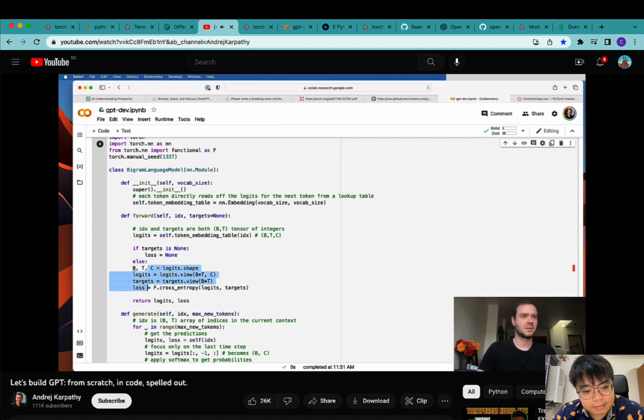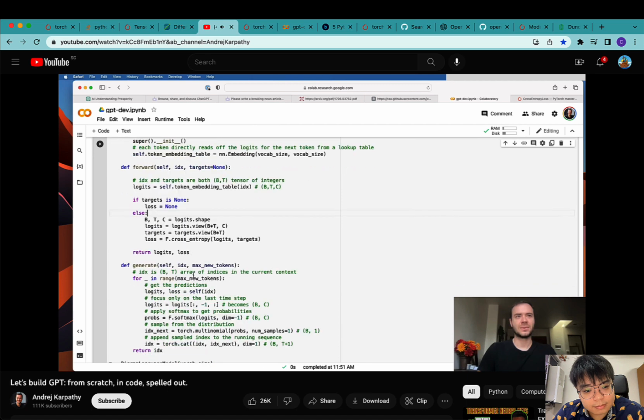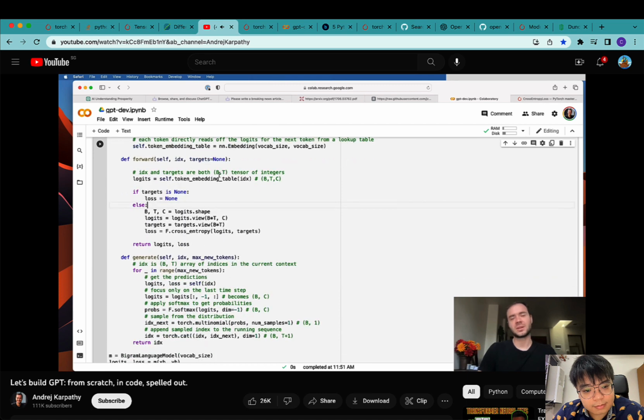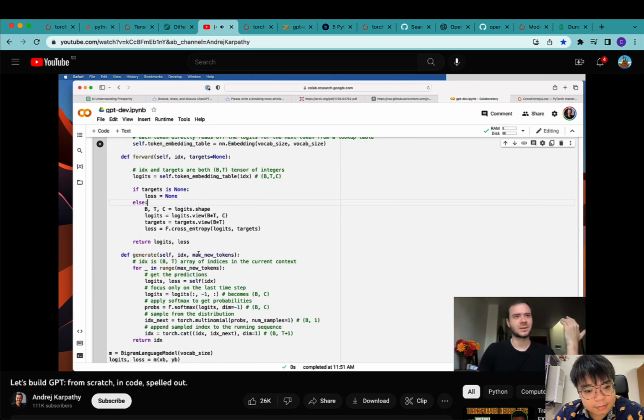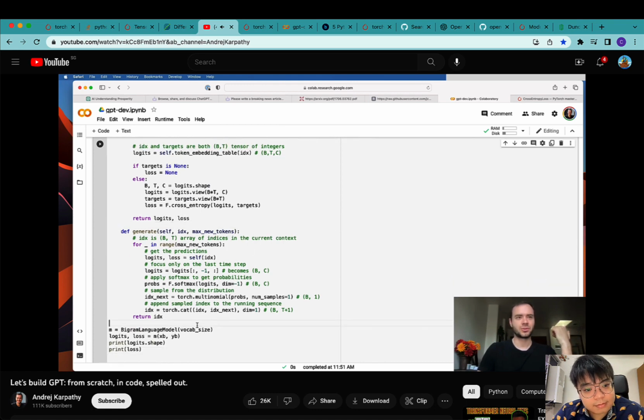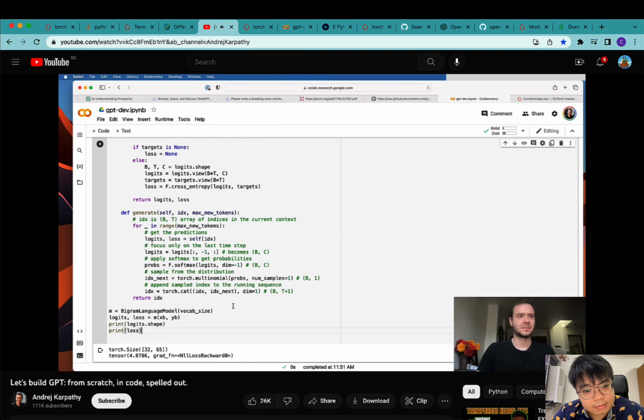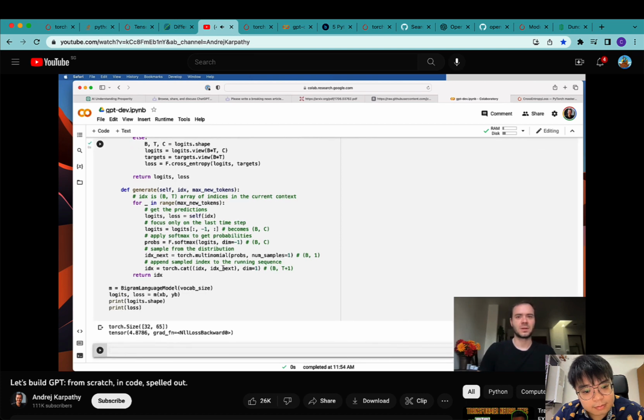But else, all of this happens and we can create a loss. So this will make it so if we have the targets, we provide them and get a loss. If we have no targets, we'll just get the logits. So this here will generate from the model. And let's take that for a ride now.